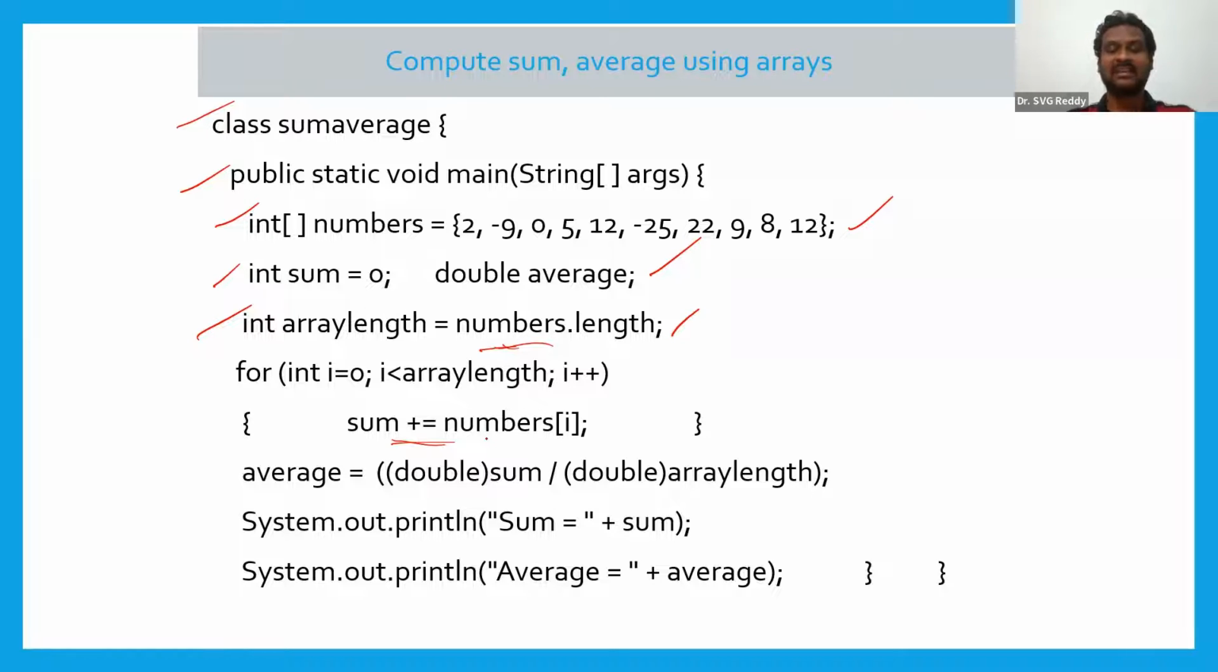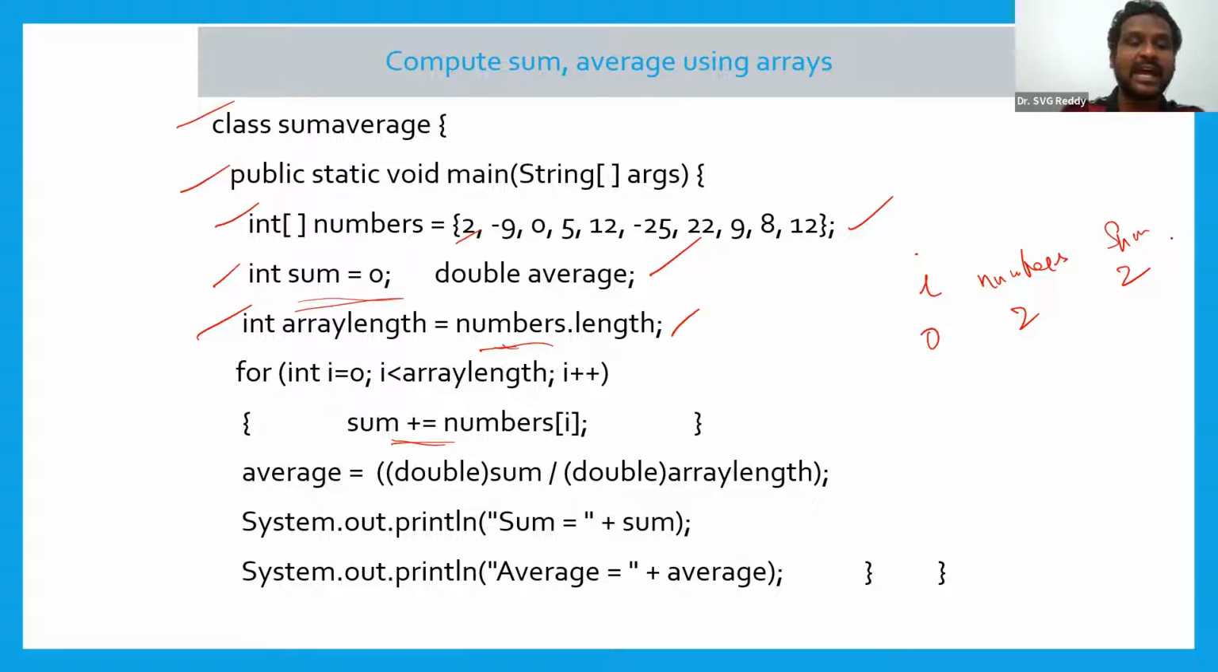That can be represented like that. So let's see how it works. Here i is there, and then numbers and then sum. First of all, i is 0. So then what is numbers of i, which is numbers of 0? Numbers of 0 is 2. So then sum is equal to sum plus 2. Actually, sum is 0 initially, so 0 plus 2 is 2.